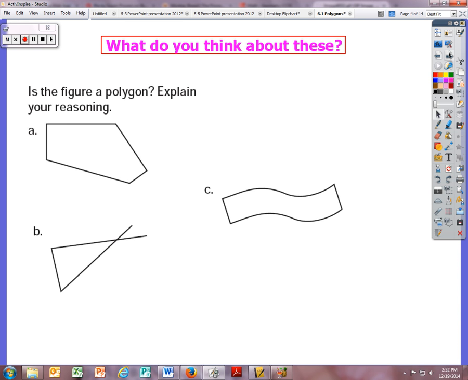You try these. Pause the video, see what you can come up with, and then I'll reveal the answers. Alright, so A is yes, that is a polygon. B is no, we can't have this overlap right here. C is no because we have the curves.